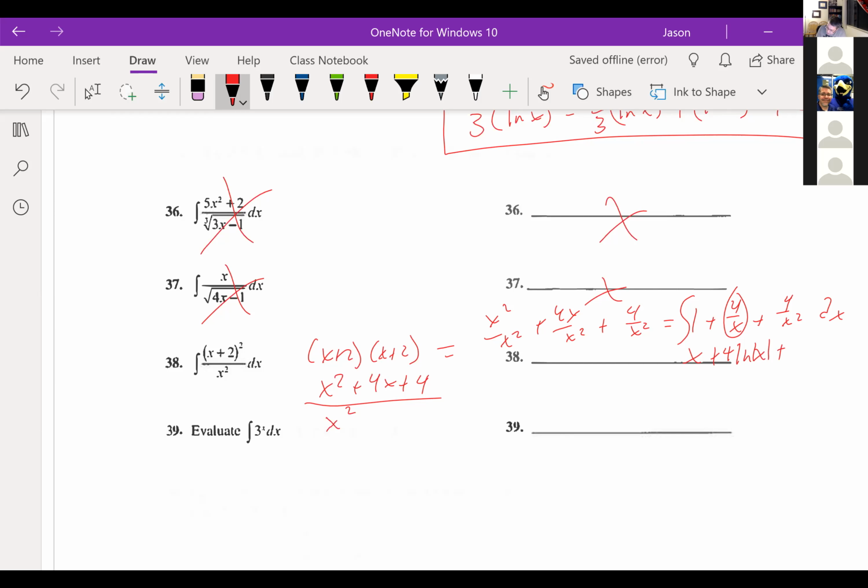Plus, and this is going to be the integral of 4 times x to the negative 2. Well, that's going to go up to negative 1 and divide by negative 1. So we have 4x to the negative 2. If I integrate that, I add 1 to negative 2, that becomes negative 1, and then divide by negative 1. Right, that just makes the whole thing negative. So that's going to be negative 4x to the negative 1. And x to the negative 1 is just 4 over x. Okay, and then plus c at the end.